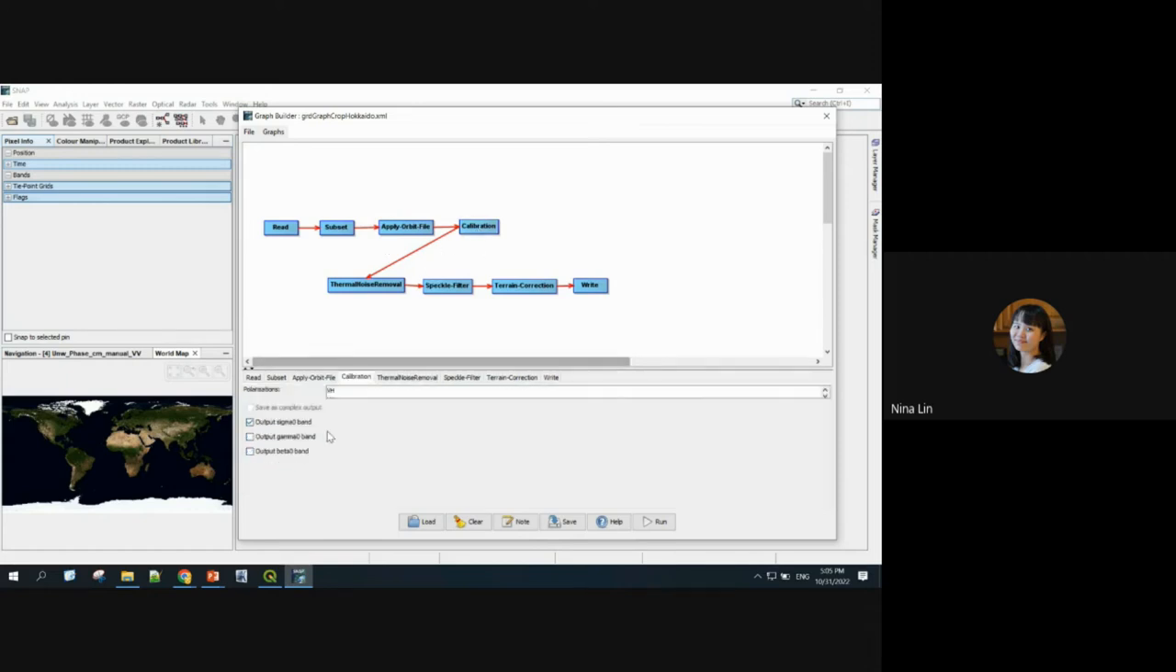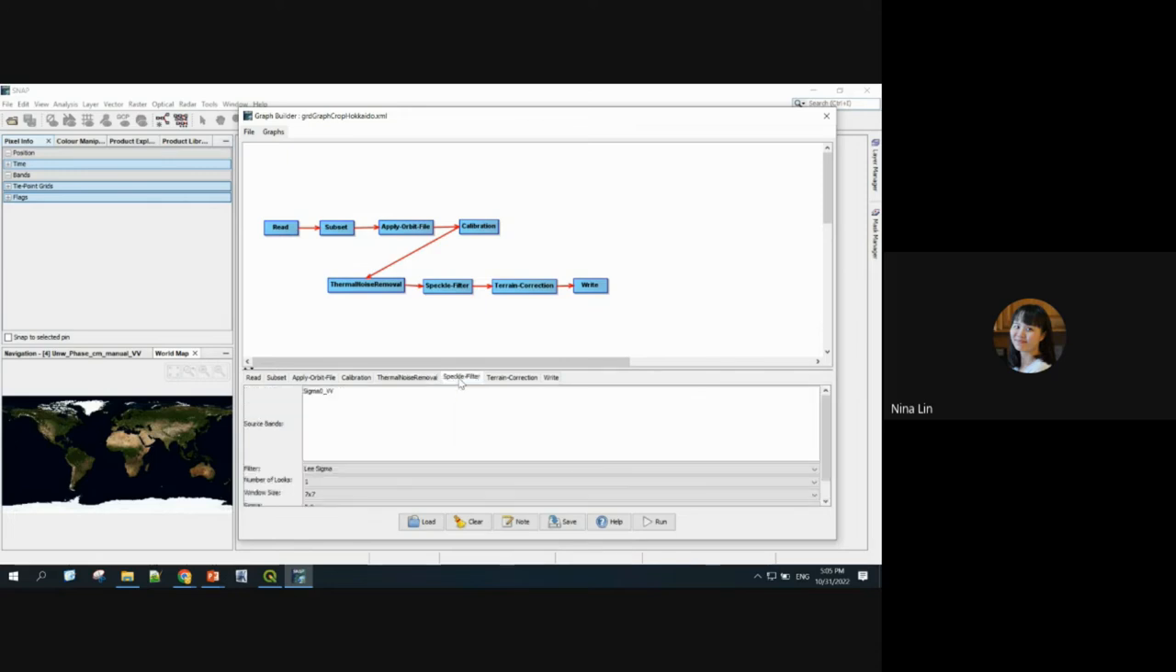Calibration, basically the same. Don't need to do any changes. Okay, thermal noise removal, if you still remember, we have these two calibrations, just keep them. Okay, now here comes the speckle filter.